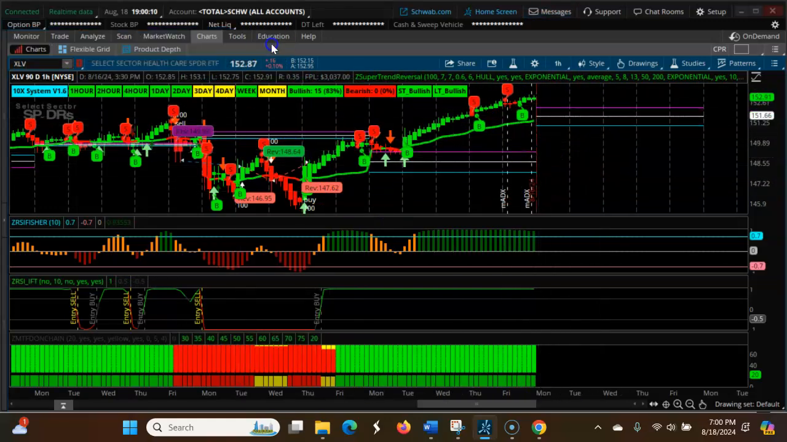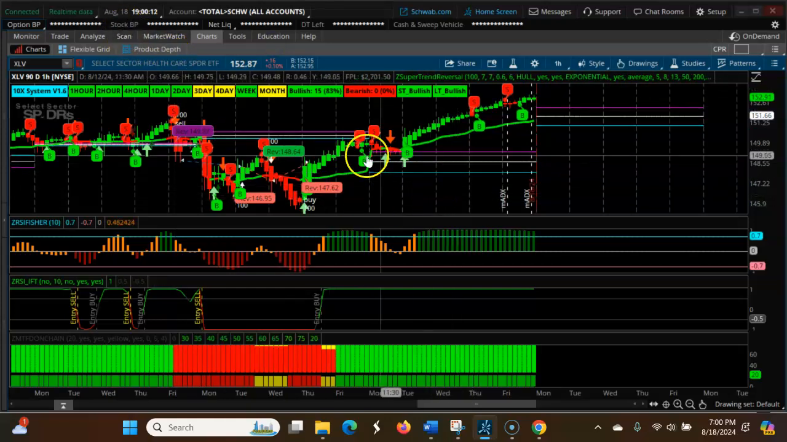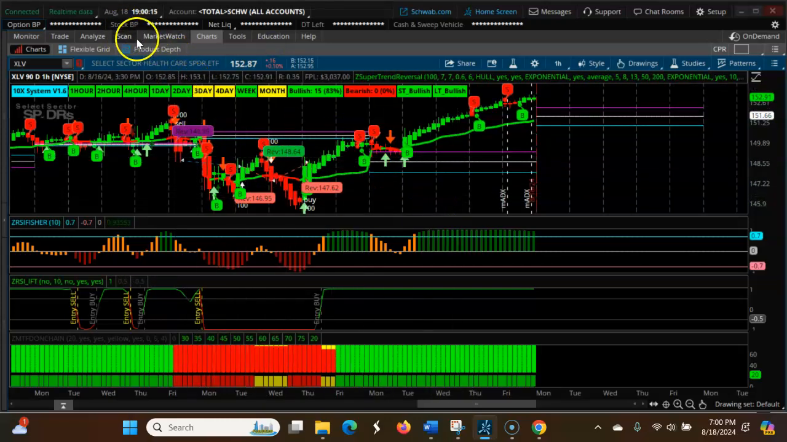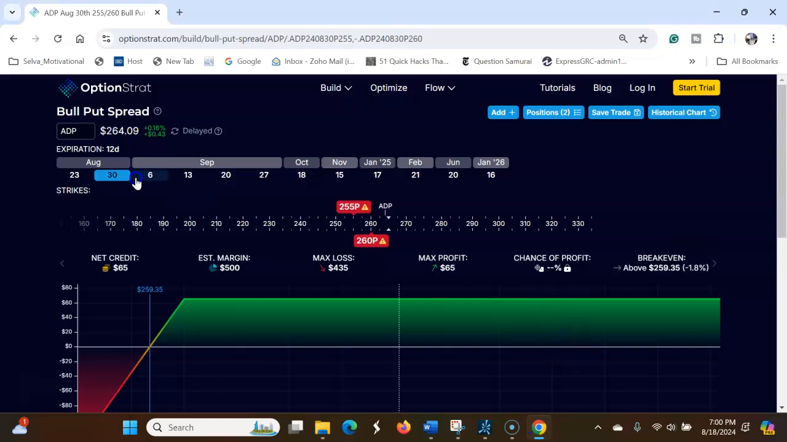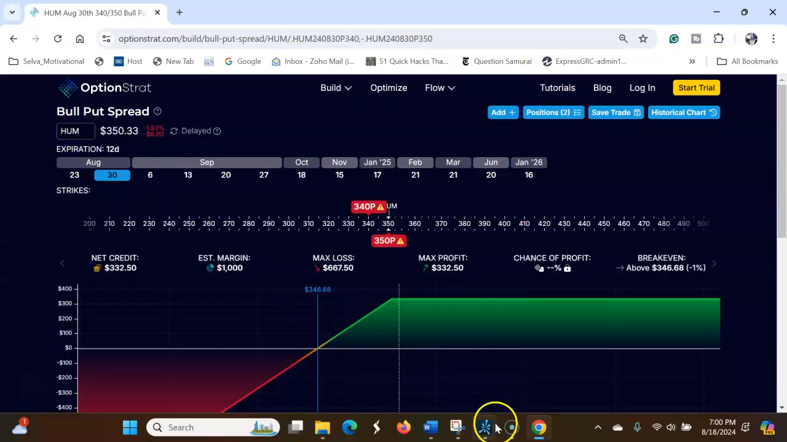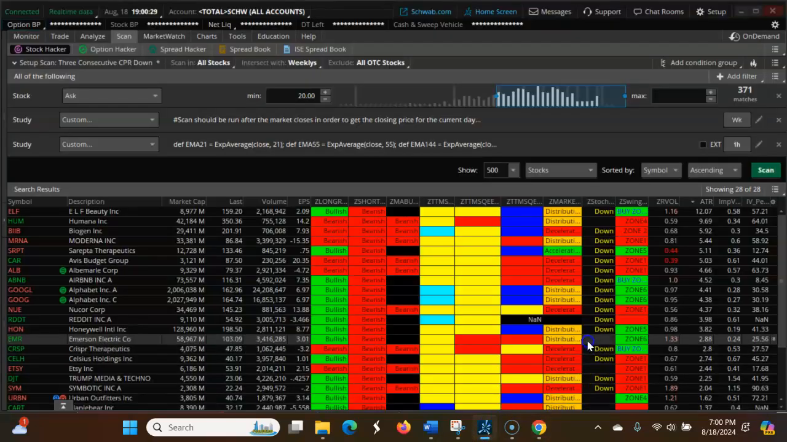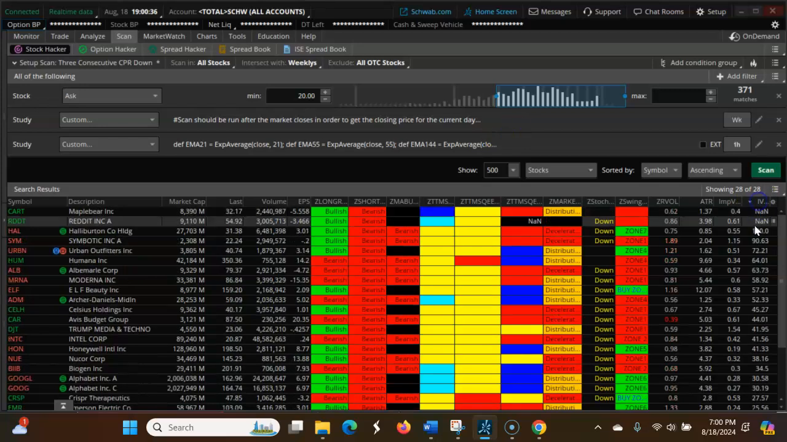Okay, so now let's look at how we play this in the options market. Okay, let's go to scan. Let's look at Humana. We go to OptionStrat. Let's go to Humana HUM. First thing we want to see is whether there is premium for selling, right? We want to see which has a good IV rank. Okay, let's start by IV.